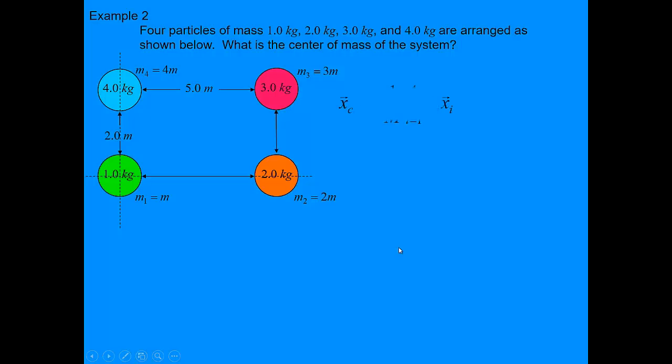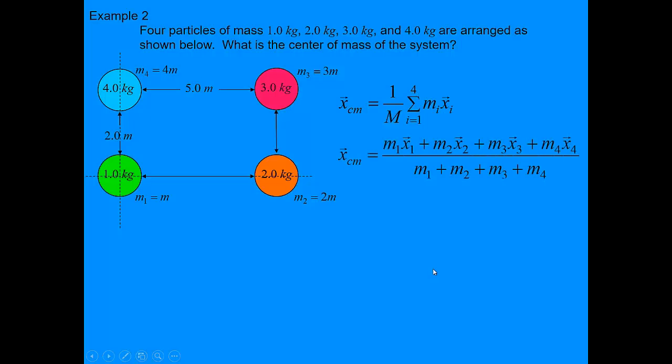Okay. So let's start out with the horizontal position. So 1 over the total mass times the sum from i equals 1 to 4, because there's 4 objects, of all of the m_i x_i's. Since it's i equals 1 to 4, we're going to have 4 of these in our equation when we expand it out. So you're hopefully asking yourself, are any of these 0? Well, let's look at the coordinate system I chose to use. x equals 0 would be on the vertical axis, so anywhere on the vertical axis.